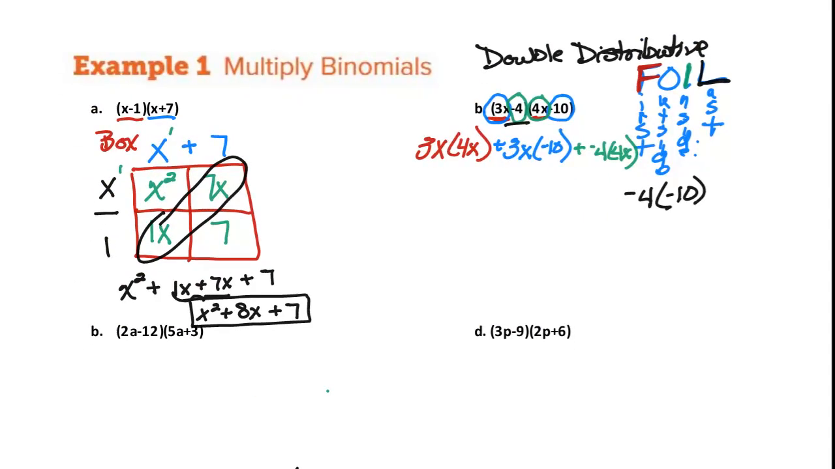Okay? So putting these together, 3 times 4 is 12, and an x to the first times x to the first is x squared. A 3 times negative 10 is a negative 30 times x to the first, which is x. Then you have a negative 4 times 4, that is plus a negative 16x. And negative 4 times negative 10, negative times negative is a positive 40.